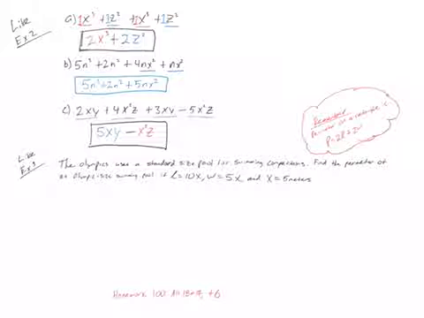Alright. Example 3 says the Olympics use a standard-sized pool for swimming competitions. Find the perimeter of an Olympic-sized swimming pool if L is equal to 10x and W is equal to 5x, and then x is equal to 5 meters. So remember up here, this is the perimeter of the pool. So let's just see if we can plug that in. The perimeter is equal to 2L plus 2W.